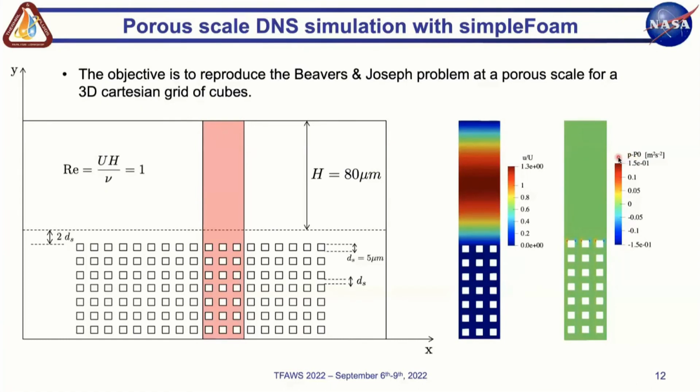The question was, can you repeat, please? Sorry, I was muted. It looks like the pressure is almost not changing in the porous region, and the speed is much slower. Is the density increased a lot?